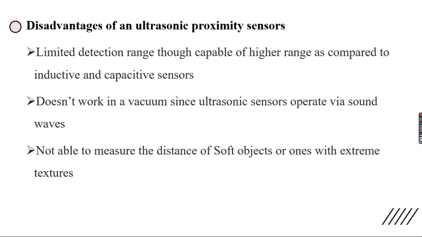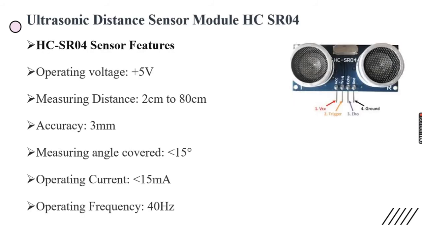It will detect a high range as compared to inductive and capacitive sensors, but it doesn't work in a vacuum and is not able to measure the distance of some objects. This sensor is used in Arduino projects.